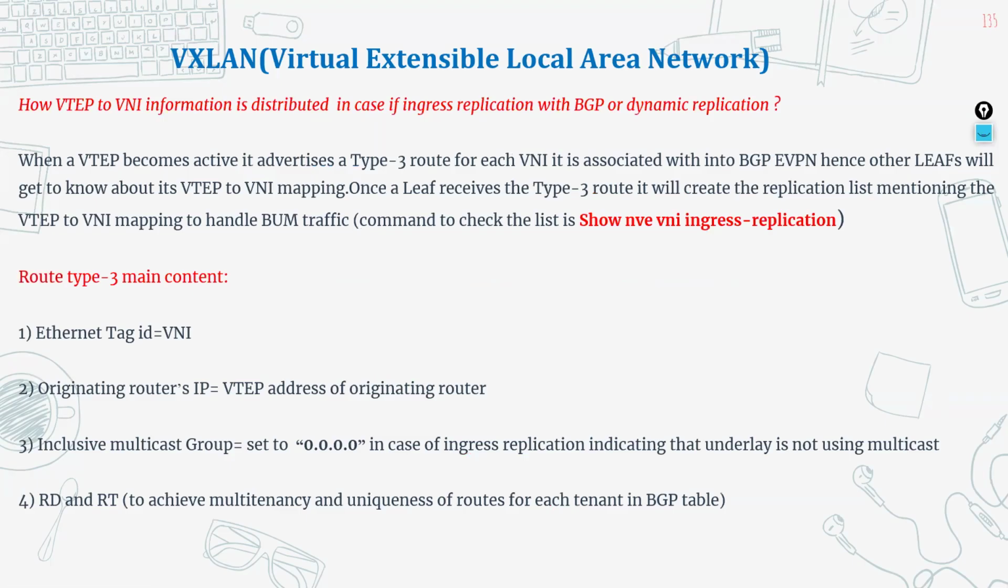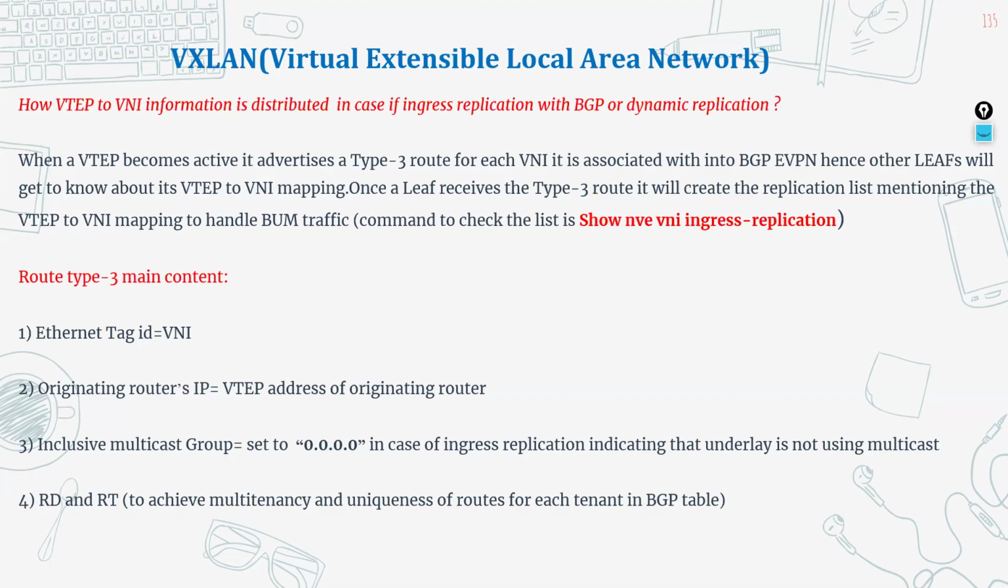Now there is more information about how this particular VTEP to VNI mapping will be distributed by BGP EVPN. As soon as the VTEP becomes active, it is going to advertise a type 3 route for each VNI it is associated with into the BGP EVPN, so that all the leaf switches get to know about the VTEP to VNI mappings.